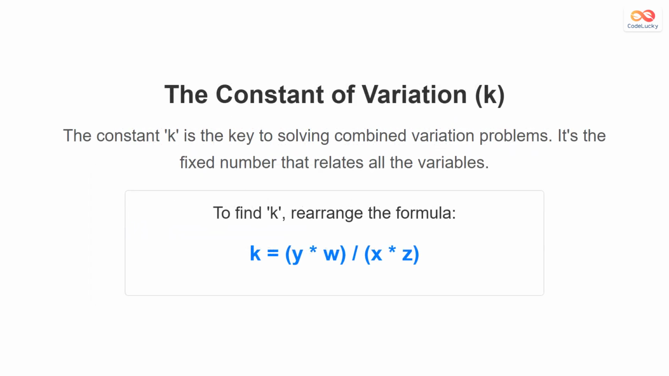The constant k is the key to solving combined variation problems. It's the fixed number that relates all the variables. To find k, you can rearrange the formula to k equals y times w divided by x times z.